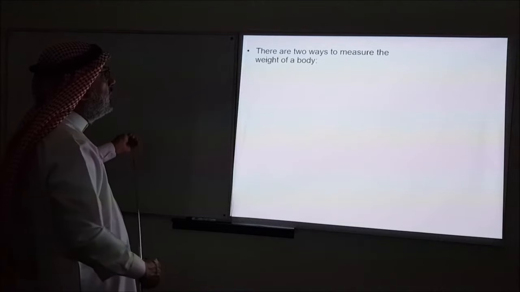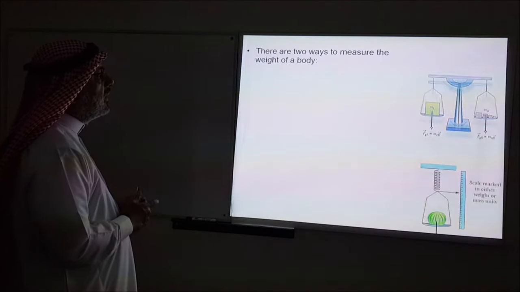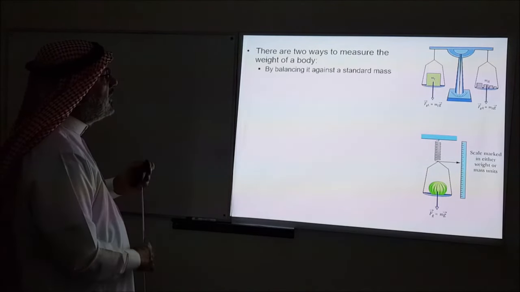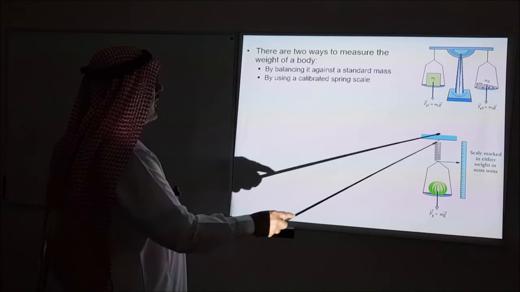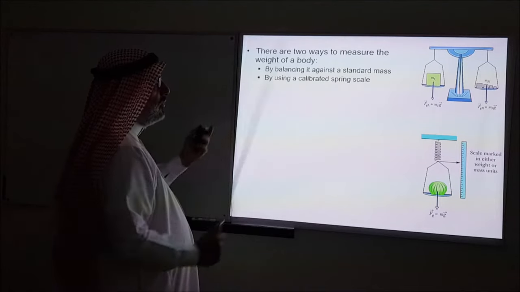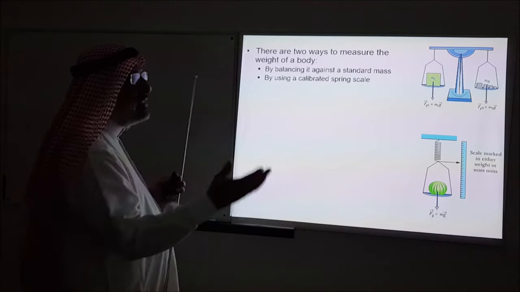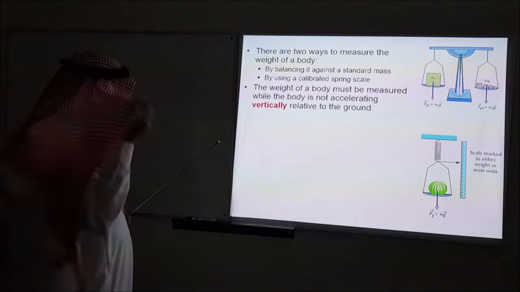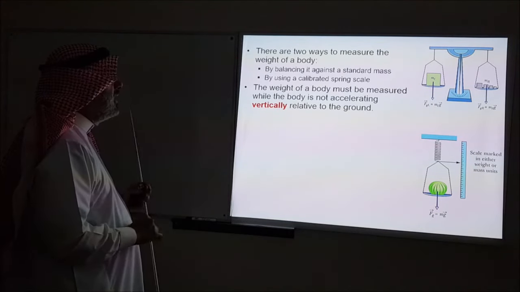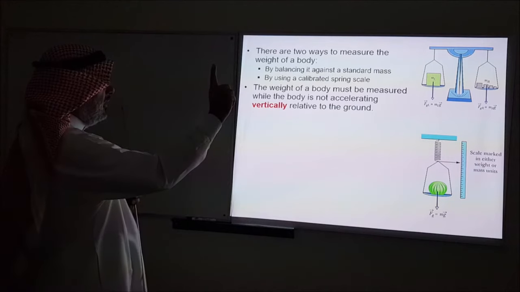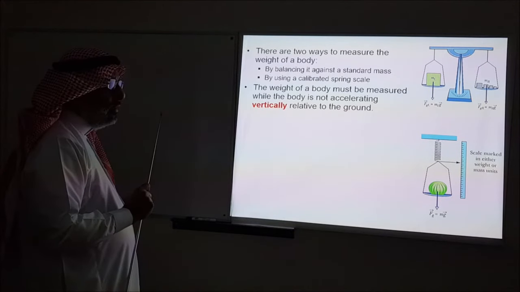There are two ways to measure the weight of a body, either by balancing it against a standard mass or by using a calibrated spring scale. Any one of the two can be used to measure the mass and then the weight of the object. The weight of a body must be measured while the body is not accelerating vertically relative to the ground.